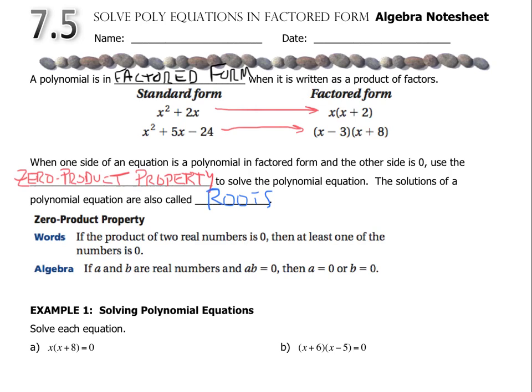So let's talk about that zero product property. The zero product property says that when the product of two real numbers is zero, that means at least one of them is zero. So for example, if I said A times B equals 0, then either A is 0, or B is 0, or in theory, they both could be 0. If even one of them is 0, then the equation AB equals 0 is true. So we want to use that to help us solve these polynomial equations.